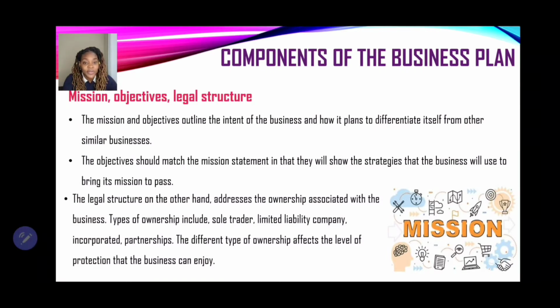The legal structure, on the other hand, addresses the ownership associated with the business. Types of ownership include sole trader, limited liability company, incorporated, partnerships. Now, the different types of ownership affect the level of protection that the business can enjoy.